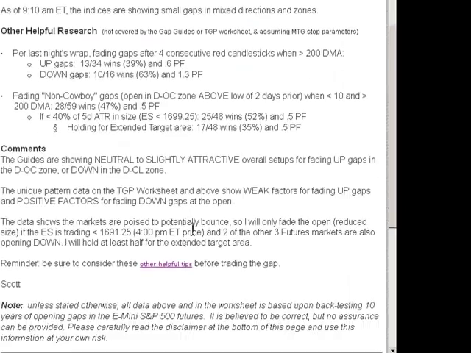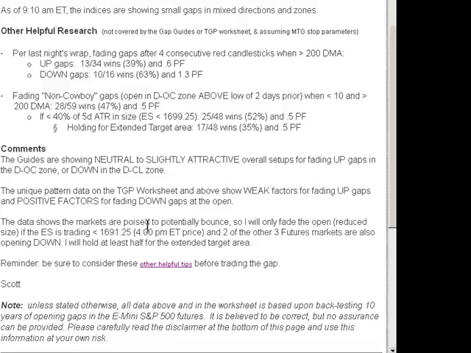And so overall, they were mixed. So you can read it: neutral to slightly attractive for up or down gaps, but in general, these unique factors here and from the worksheet clearly favor the long side, as I just showed you. So I said markets are poised to potentially bounce, and that's more of the same going into tomorrow.